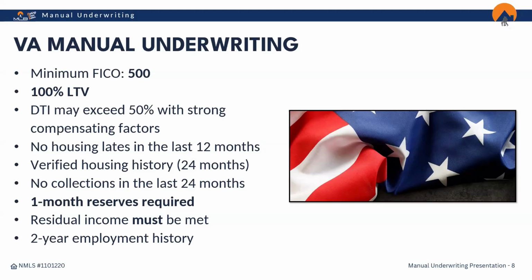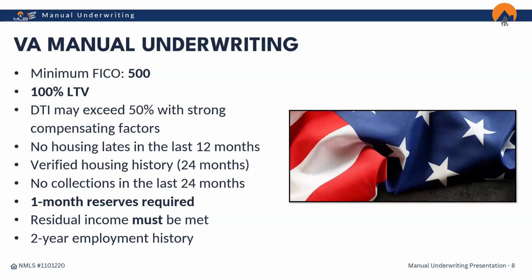We have to show that they have verified housing history over the last 2 years. There are no collections in the borrower's name in the last 2 years. Big thing that is different here is VA always requires a minimum of 1 month of reserves. So 1 month of reserves always required on a manual underwrite on VA specifically. Residual income must always be met on a VA loan. Residual income measures how much money the borrower has left after they've paid off all their debts and housing expenses. So that's something that has to be met in order for VA to allow this to be a viable manual underwrite and allow that loan to close.